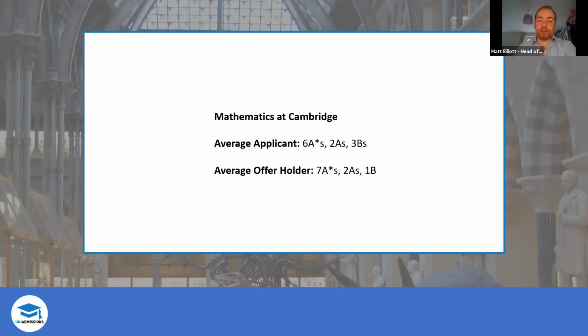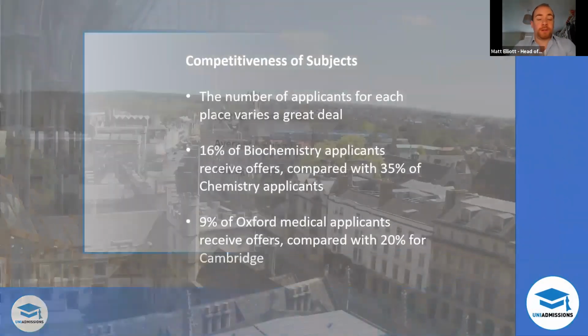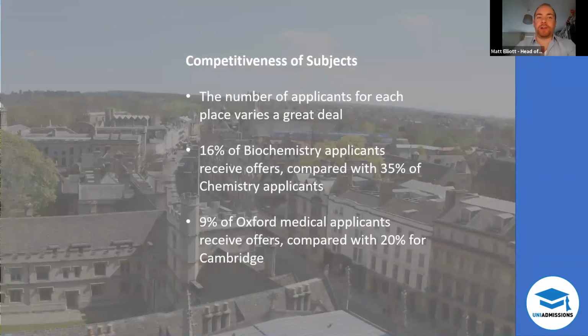Fab. Thanks, Will. Moving on to thinking about subjects in the round. One thing that a lot of students don't realize is that there can be a really big difference in terms of the competitiveness across subjects. So the number of applicants for each place will vary a great deal from course to course.